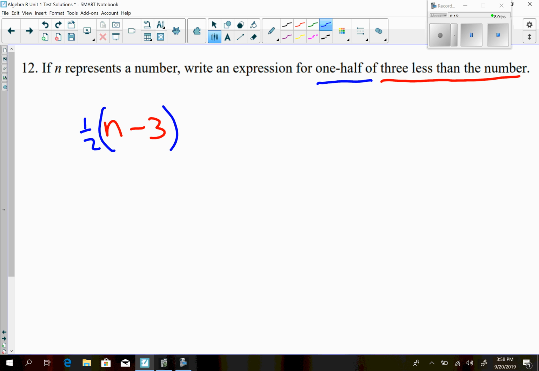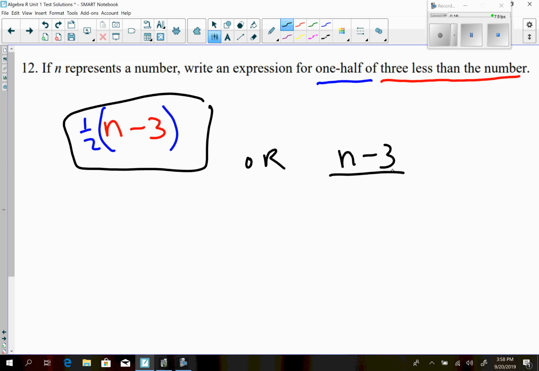So blue is in blue here. I think we're done. That's it. You could also write the answer as n minus 3 all over 2. That means the same thing.